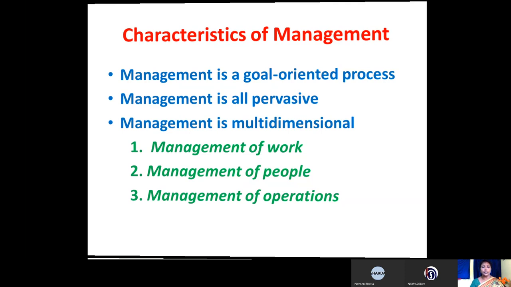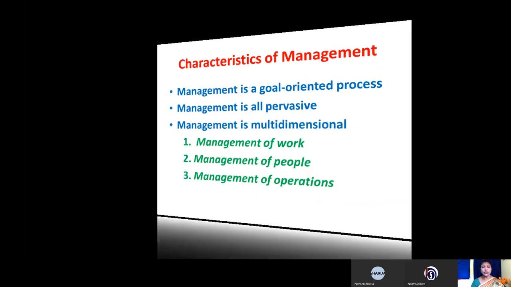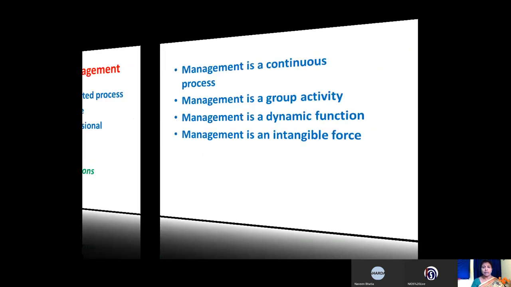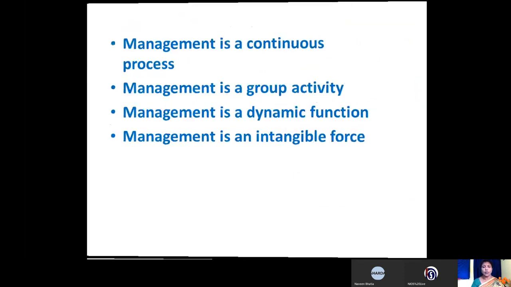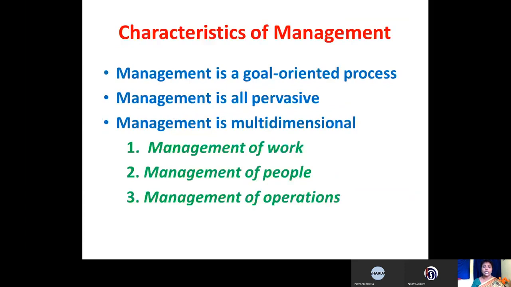What is the meaning of multidimensional? You know, students, we have to manage the work. There will be operations involved in the business. So this operation has to be managed very well. Right from purchasing of raw materials up to taking it up to the finished product, we have to manage the work. So this is called management of work.